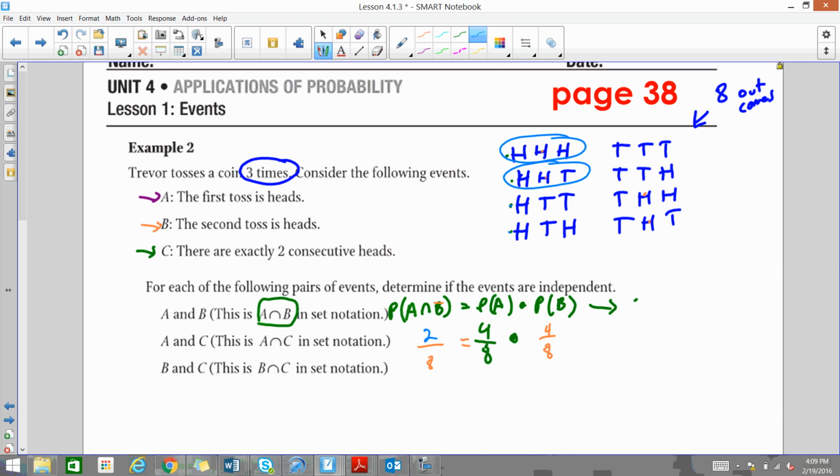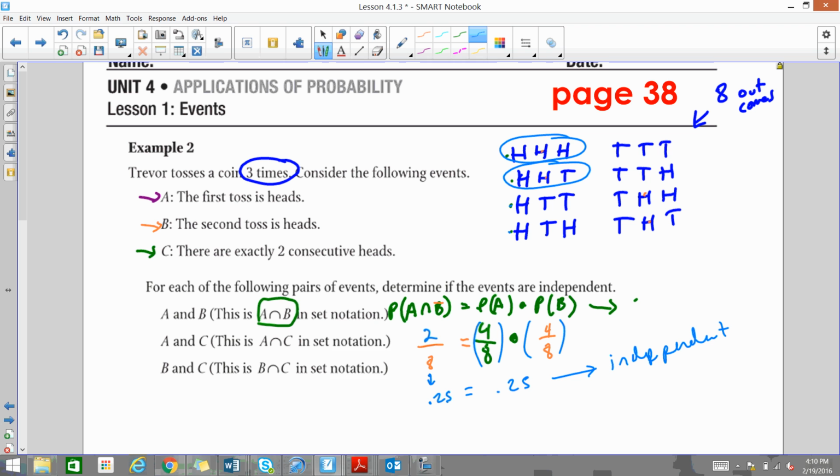Now I look at this in my calculator. I will convert 2 out of 8 into a decimal. 2 out of 8 is 0.25. Then I'm just going to multiply these in my calculator: 4 over 8 times 4 over 8 is 16 out of 64. 16 over 64, boom, you get 0.25. These are equivalent, so because they're equivalent, we can say those two events, A and B, are independent events.